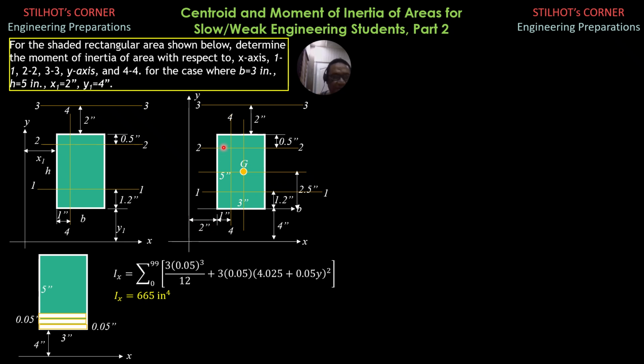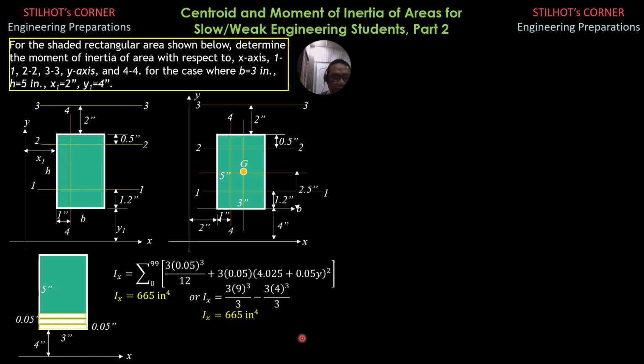The other way is we imagine that we have to subtract the moment of inertia of an imaginary rectangle of base 3 inches and height 4 inches from a big rectangle of base 3 inches and height 9 inches, where 9 inches is 4 plus 5 inches. So bh cubed over 3, the original formula for moment of inertia of a rectangle with respect to the base. So in this case, 3 times 9 cubed over 3, then minus 3 times 4 cubed over 3. It will also give us the same value, 665 inches to the fourth.